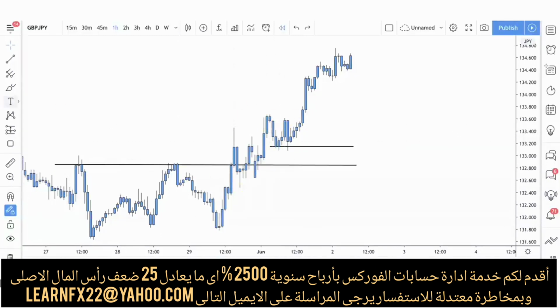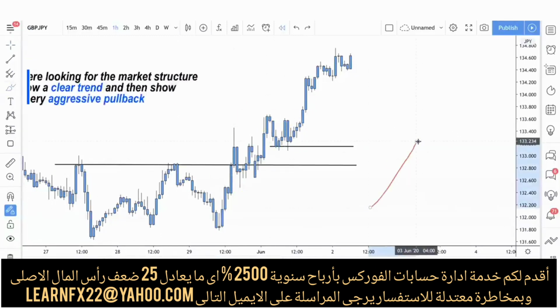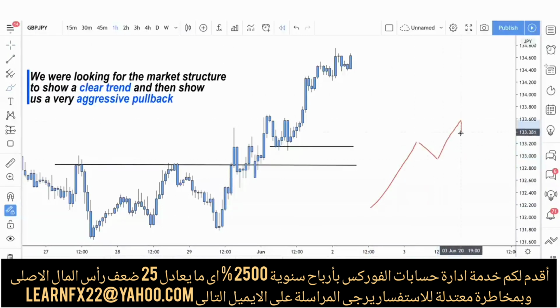So going back to the pattern that we were talking about, we were looking for the market structure to show a clear trend and then show us a very aggressive pullback, higher low formation before a continuation.